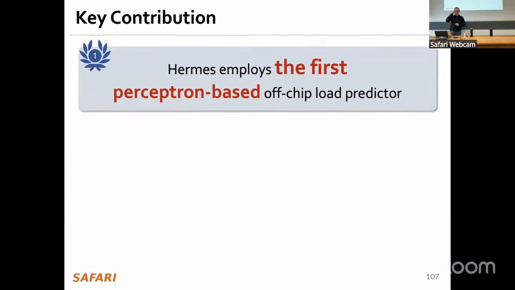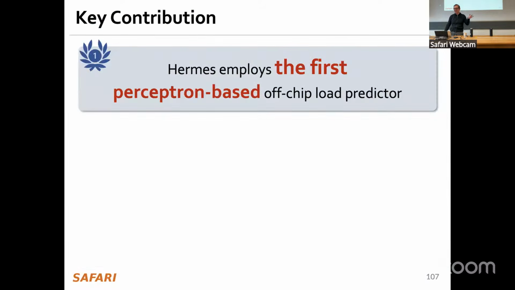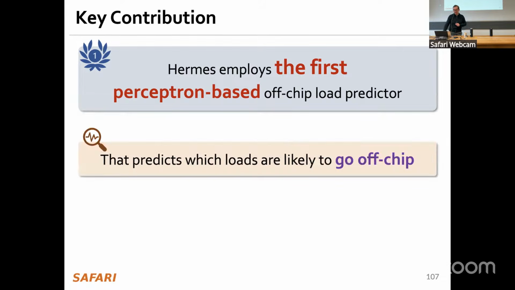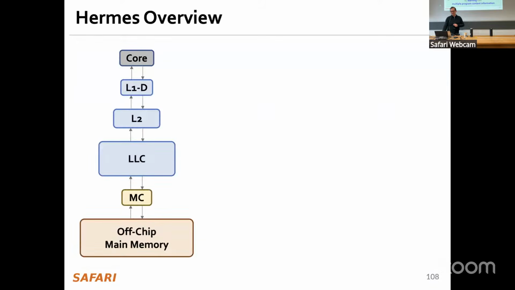So how do you decide that? Whenever you get a load, the question is whether it will go off-chip or it will hit in one of the on-chip caches, right? So it's a binary prediction. A perceptron fits nicely to this sort of prediction because you're doing hit-miss prediction, on-chip hit or off-chip miss prediction, basically. This perceptron predictor predicts which loads are likely to go off-chip by learning from program information.